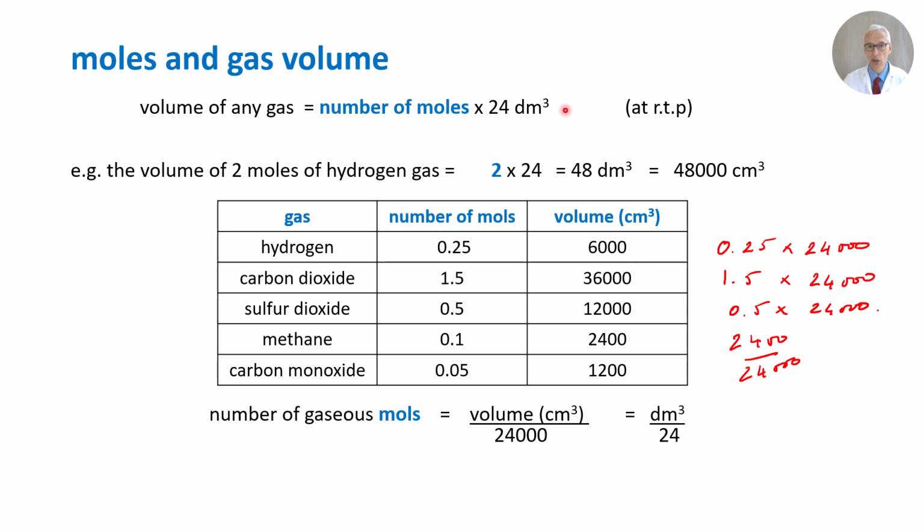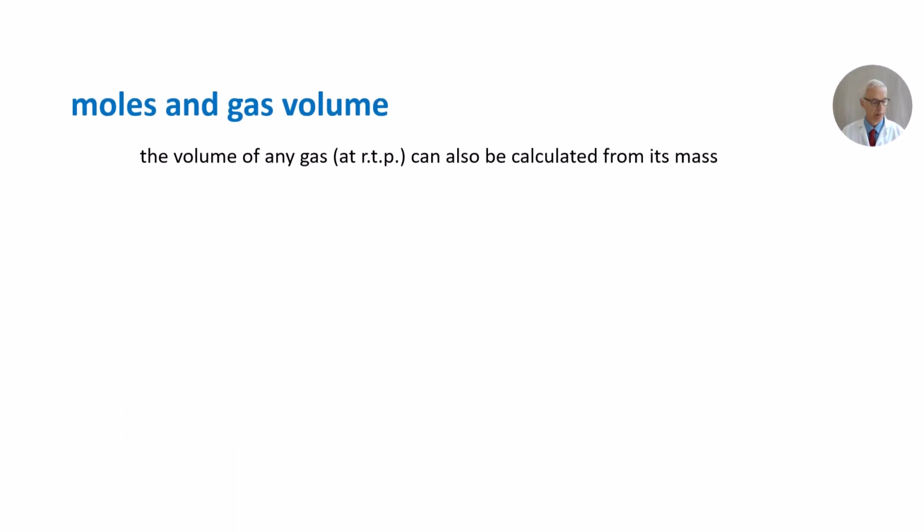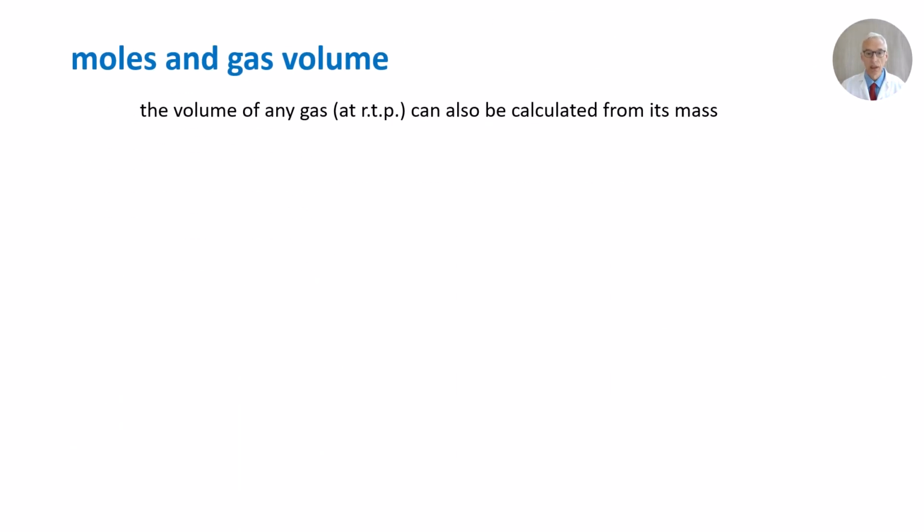Simply using this or rearranging this relationship, the volume of any gas is the numbers of moles times the molar gas volume, 24 decimeters cubed, or 24,000 centimeters cubed. The volume of any gas can also be calculated from its mass. For example, calculate the volume of 4.4 grams of carbon dioxide, CO2.